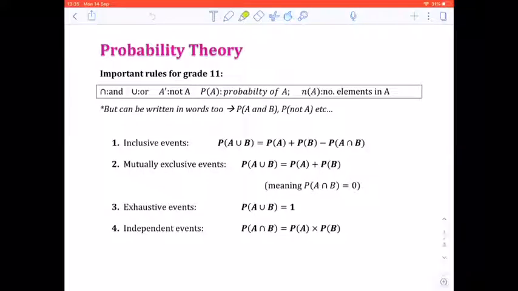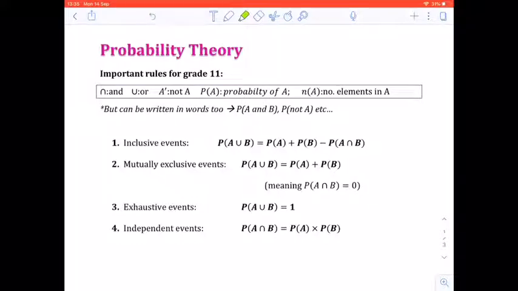Before we get into that, just quickly on the signs that you might come across in probability. This funny upside down N looking thing means and. The one that's flipped around, like a U shape, means or. If you have A dash, that means everything that is not A. And obviously if you had A, that means everything that is A. P of A means the probability of A. N(A) means the number of elements in A, so that's different to a probability.